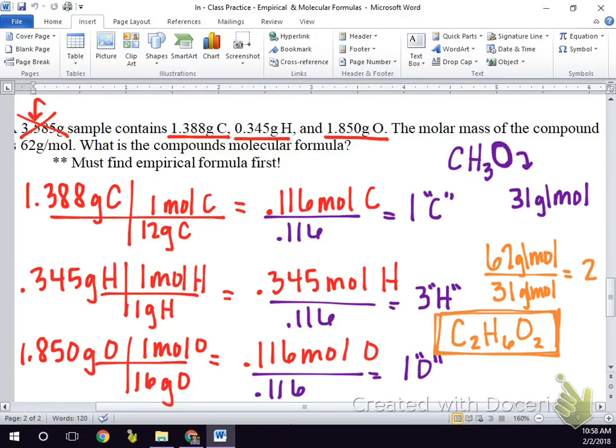Okay, could our molecular formula and our empirical formula be the same? Yes, they could, right? An empirical formula is always the most reduced version. The molecular formula could be the reduced version. So if it would have said our molar mass of our compound was 31 grams per mole, we could have our empirical formula and our molecular formula be the same. That's fine, right? Your molecular would just never be smaller than your empirical.